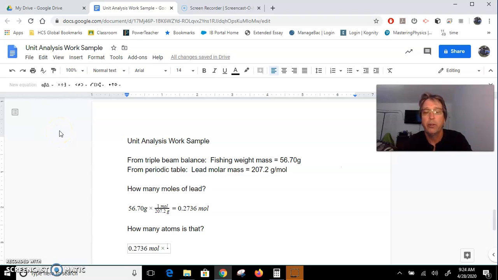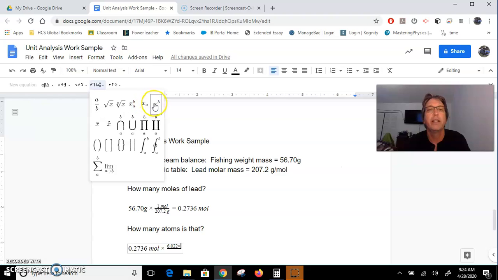We're going to add in a twist. We know that Avogadro's number is 6.022 times 10 to the 23rd power. So what I'm going to do is go back over here and select this x to the b, this thing that lets me do an exponent.